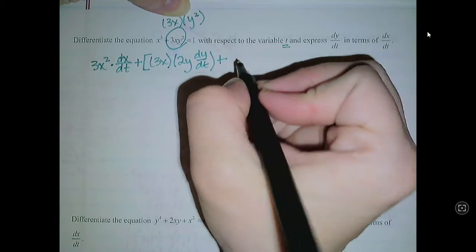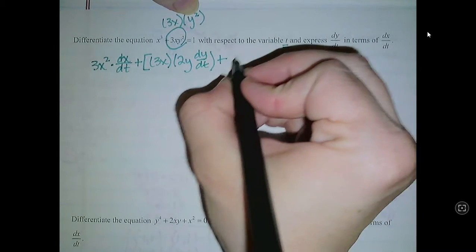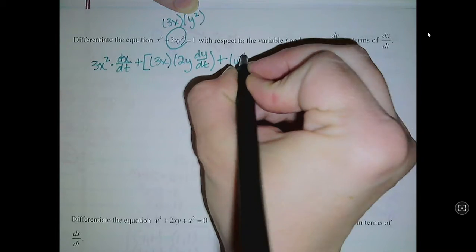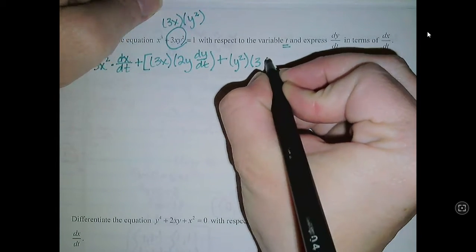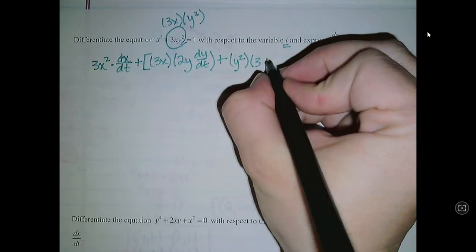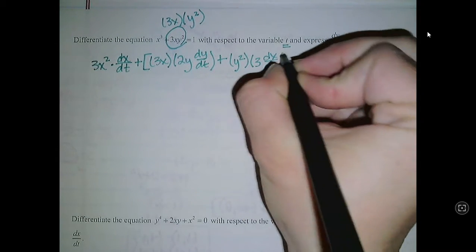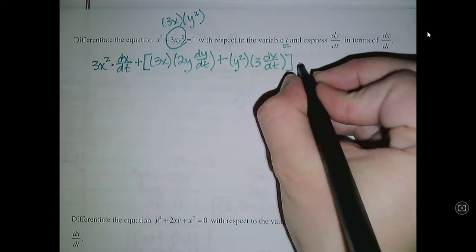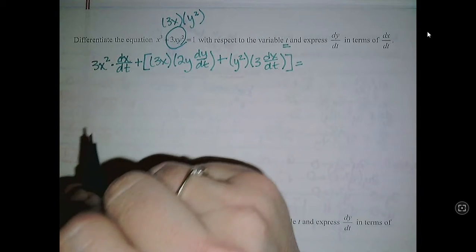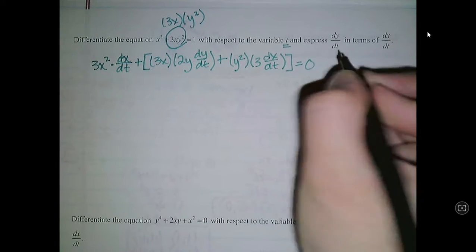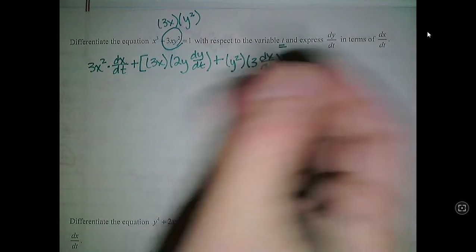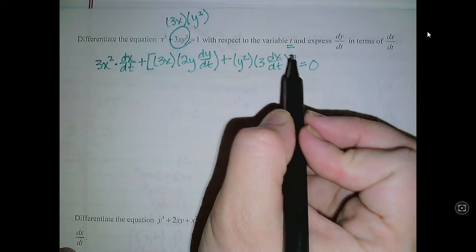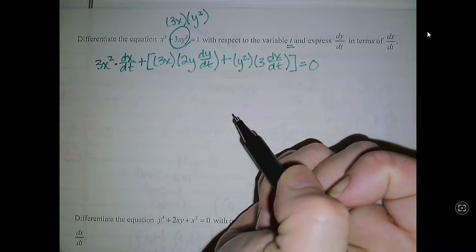Then I'm going to add my second piece, y squared, times the derivative of the first piece, which will be 3 times the derivative of x with respect to t this time. So that takes care of my product rule. That's equal to the derivative of 1 with respect to t, which is 0. So now I'm just going to clean this up real quick. I want to isolate my dx dt's on one side and my dy dt's on the other.